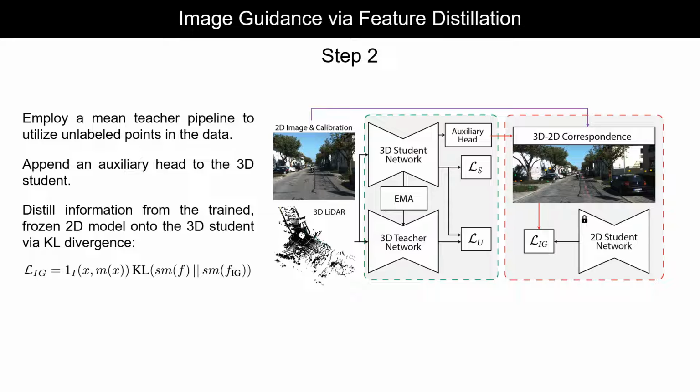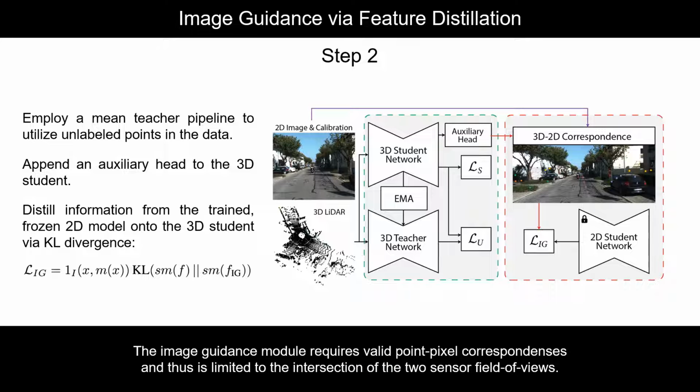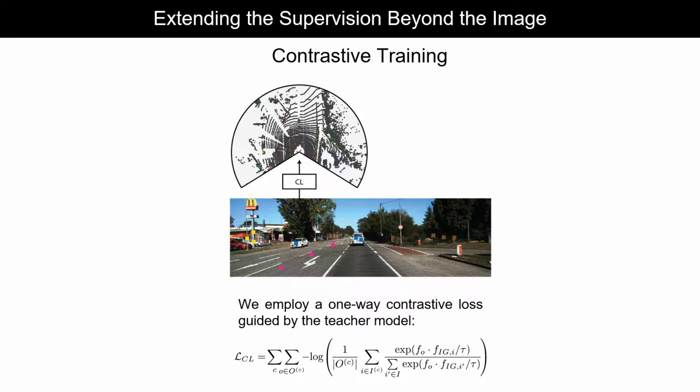In other words, we introduce a new teacher model where boundary points along with small and distant objects are more richly defined as per the denser representation, to further and better guide the student on unlabeled points. As our image guidance module requires valid point pixel correspondences, the auxiliary supervision remains limited to points that fall onto the image. To extend the supervision to points outside of the image, we propose using a one-way contrastive loss guided by the teacher model, allowing points that fall within the image to guide points that fall outside.